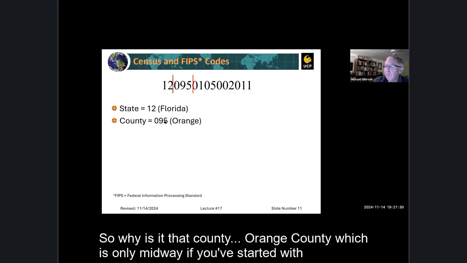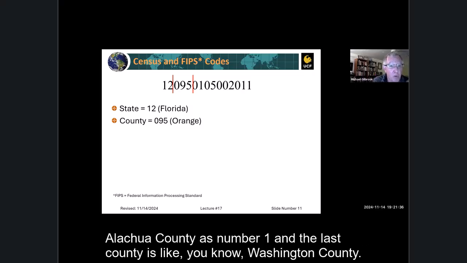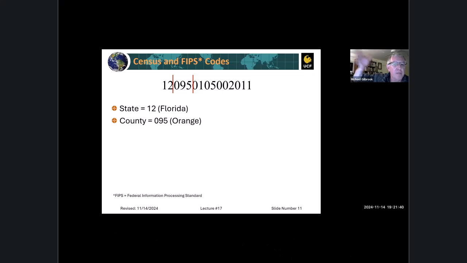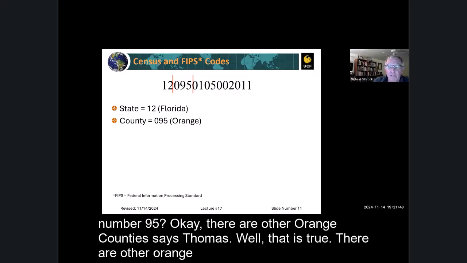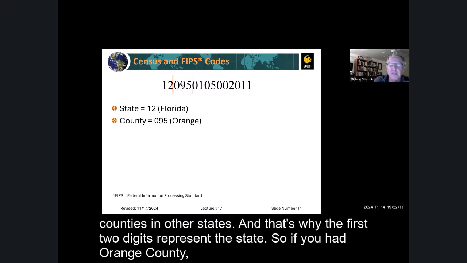So why is it that Orange County, which is only midway, if you started with Alachua County as number 1 and the last county is Washington County, that's 67 counties. How is it that Orange County, which is sort of in the middle of the list, is county number 95? Okay, there are other Orange counties, says Thomas. Well, that is true. There are other Orange counties in other states.